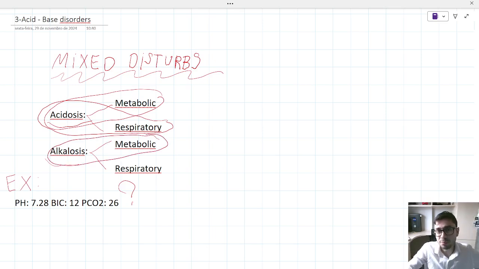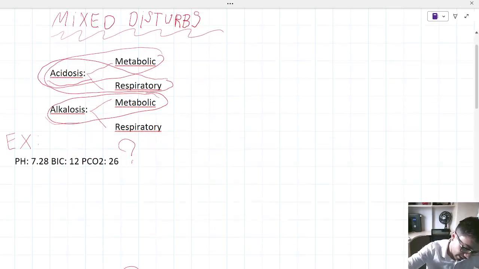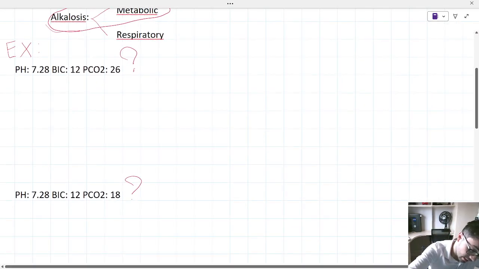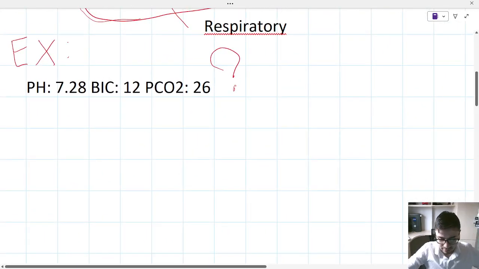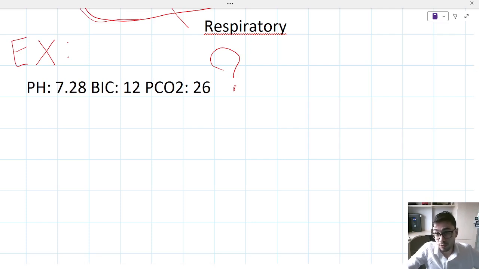Okay, so Pedro, how do I see these alterations on the arterial blood gas? That's what we're here to teach you today, okay? And we're going to work with some questions, okay? We will be learning by practice today.